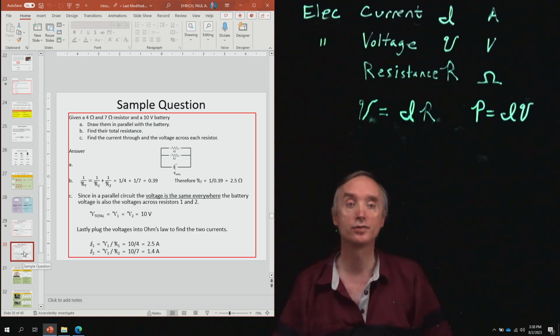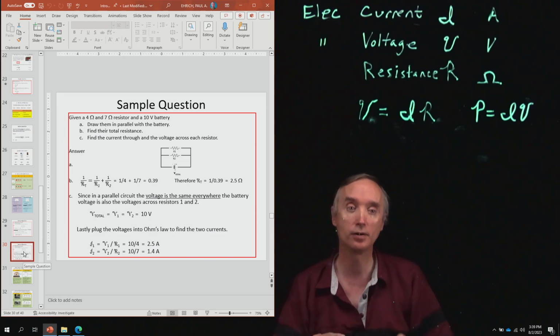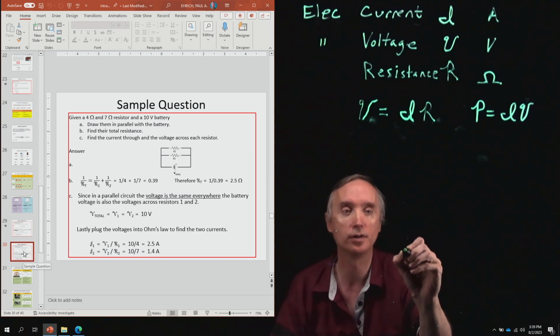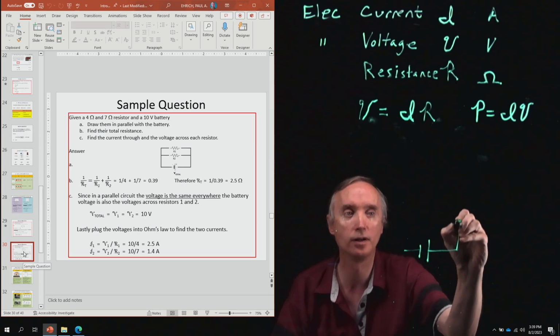All right, so now we want to talk about what's the advantage of the series circuit and then what's the advantage of the parallel circuit. So let's first talk about the parallel circuit. The parallel circuit is going to have two advantages.